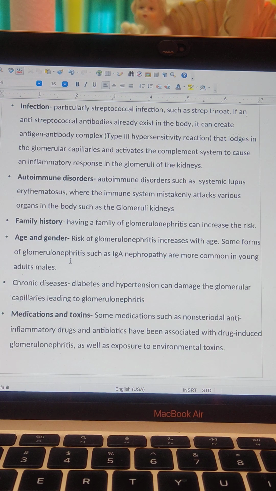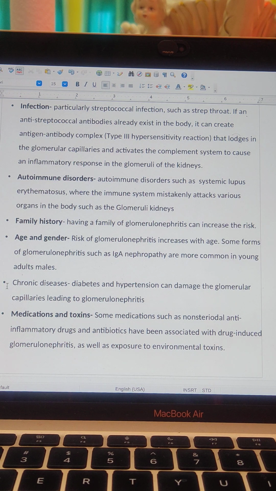Family history. Having a family history of glomerulonephritis can increase the risk of having glomerulonephritis. Age and gender. Risk of glomerulonephritis increases with age. As people get older, everything slows down, including the function of the body organs. Also, some forms of glomerulonephritis, such as IgA nephropathy, are more common in young men, in young adult males.